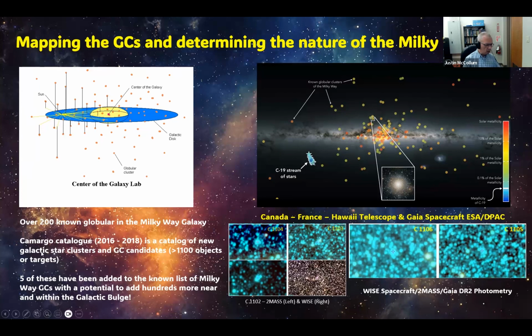There's the Carmongo catalog, which was basically from 2016 to 2018, looking at 1,100 new objects for new star clusters and new globular cluster candidates. And these are 5 right here. So there's possibility of hundreds of new undiscovered globular clusters hiding around in the galactic bulge or very close to it. So 5 of these are the 5 right here. This one here is 1. Here are 2, and here's another 2. So we've already added more globular clusters into our catalog for the Milky Way galaxy. And it's likely that the number will probably increase by at least another 100.